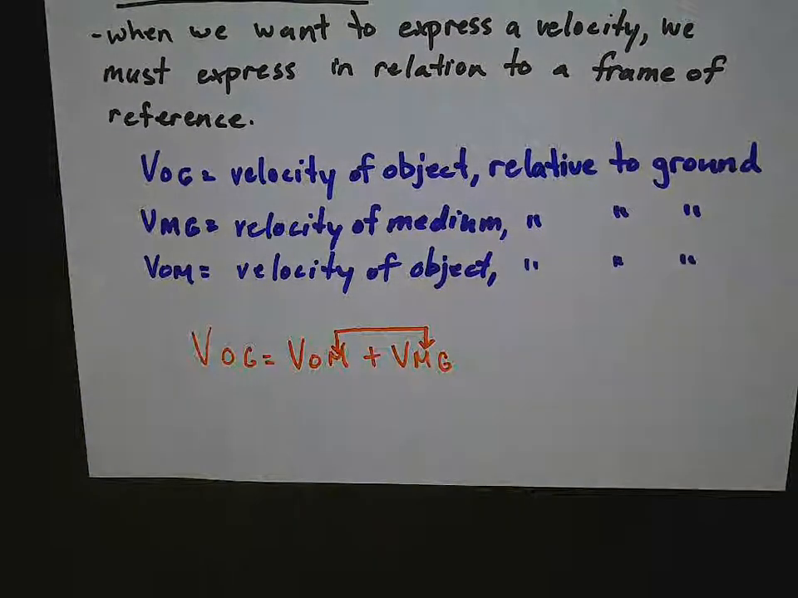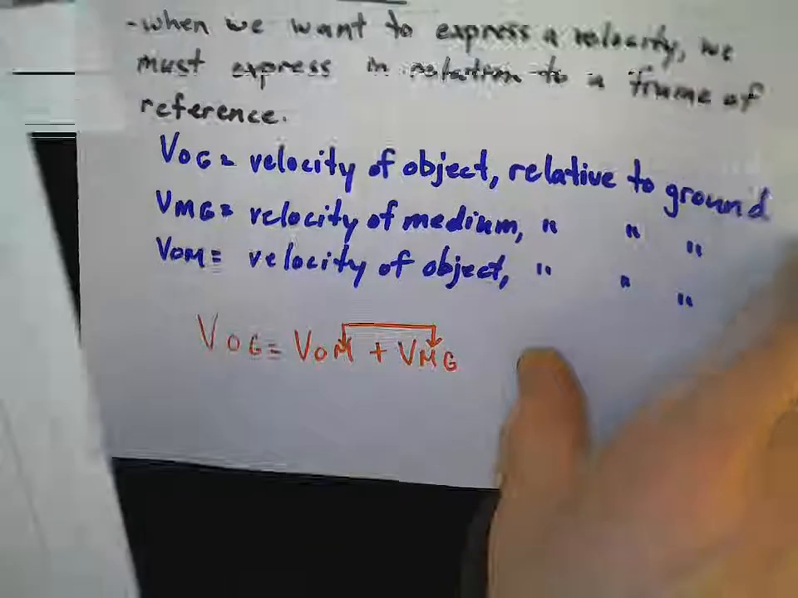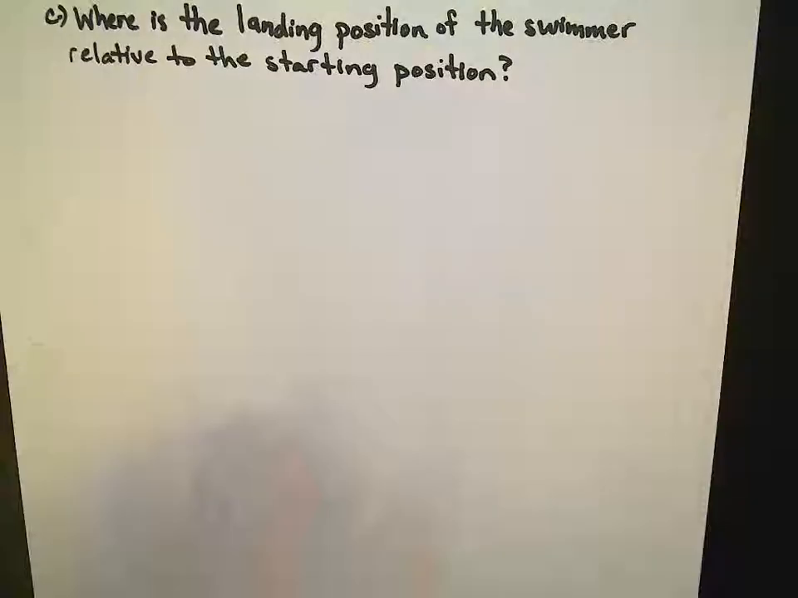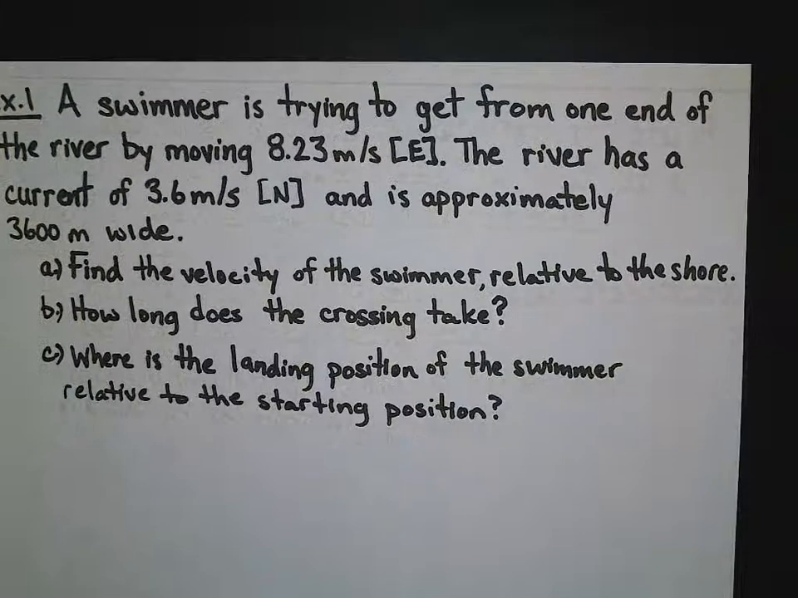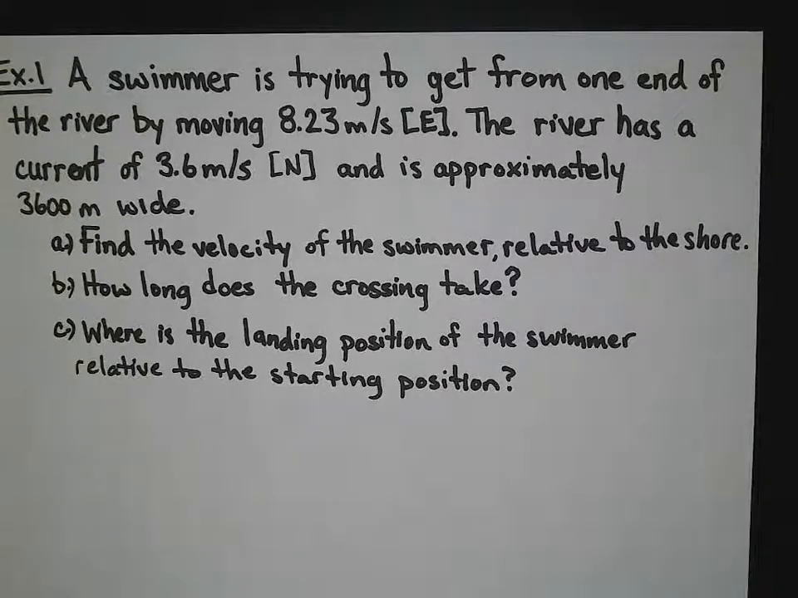So let us see this in one actual example coming up here. A swimmer is trying to get from one end of the river by moving 8.23 meters per second east. And the river has a current of 3.6 meters per second north, and it's approximately 3,600 meters wide. Our question is asking us to find the velocity of the swimmer relative to the shore, determine how long it takes to cross, and where our actual landing position is.